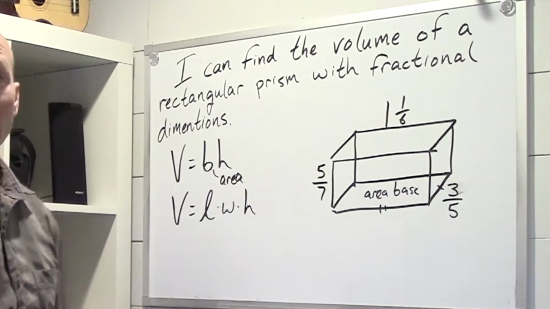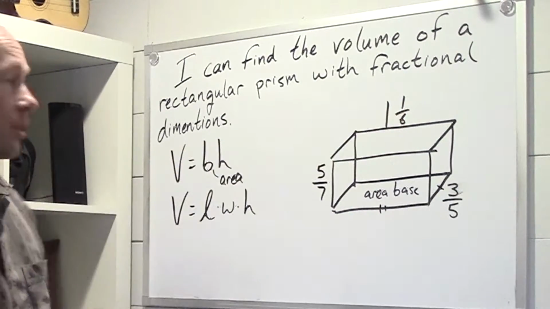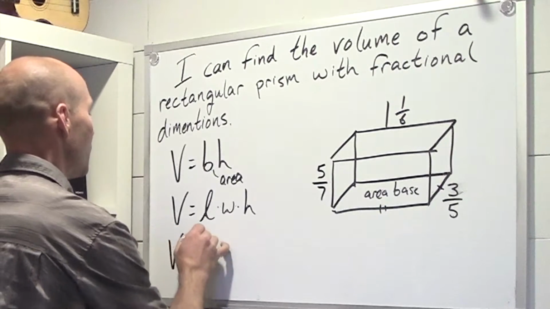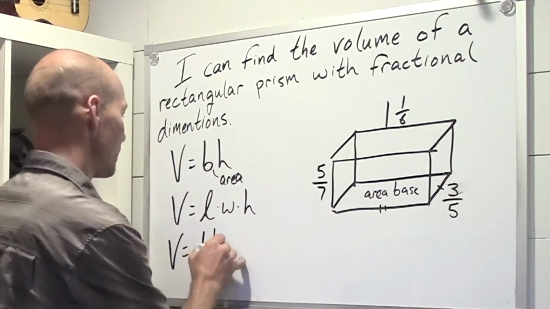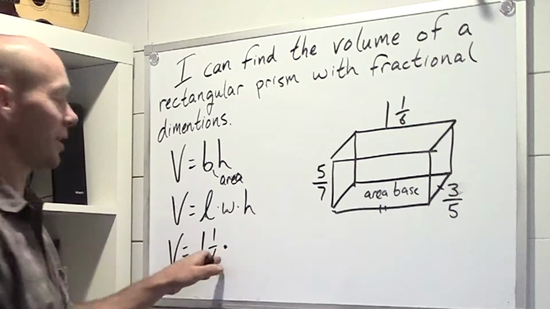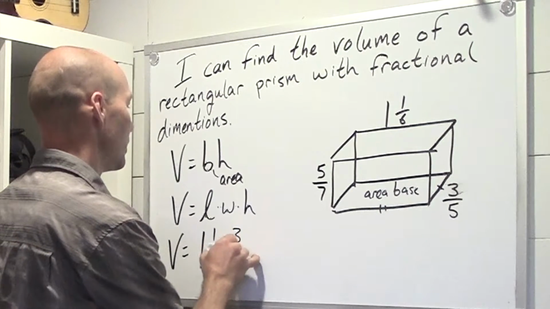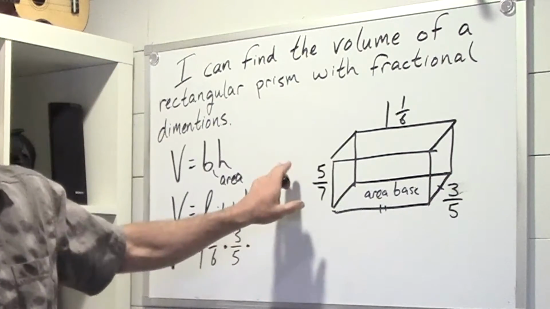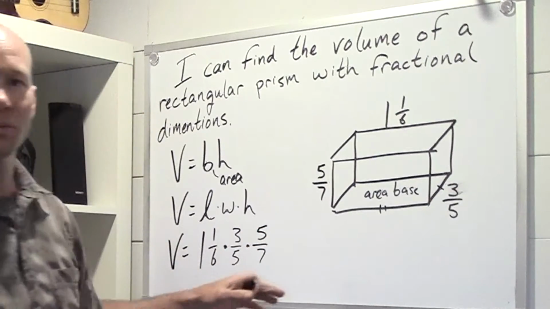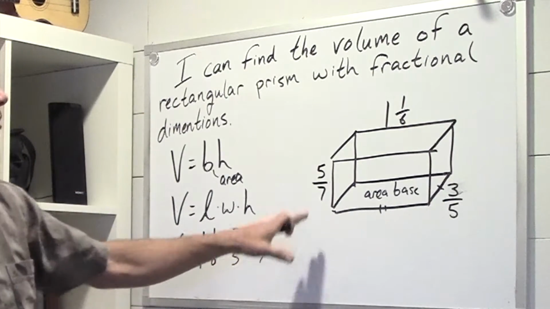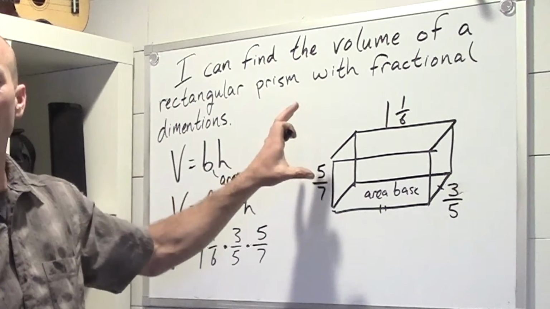So, in this case, what is our length? Our length is 1 1/6. So our volume is going to be 1 1/6 times the width. So we put a little multiplication sign there. Instead of a little x, we're going to put a dot times 3/5. And then we're going to multiply that by the height, which is 5/7. The length times the width times the height is always the way we find the volume of any three-dimensional object.